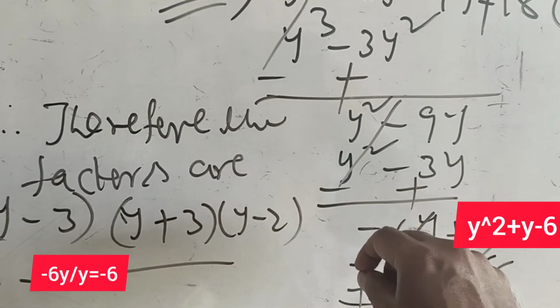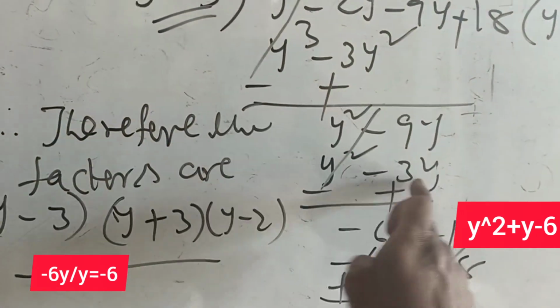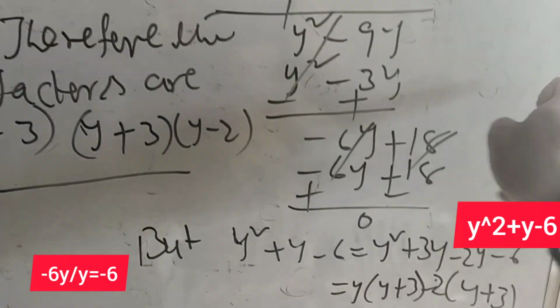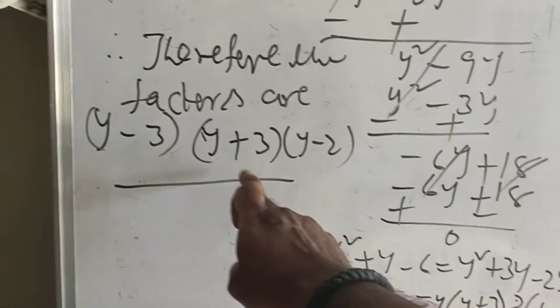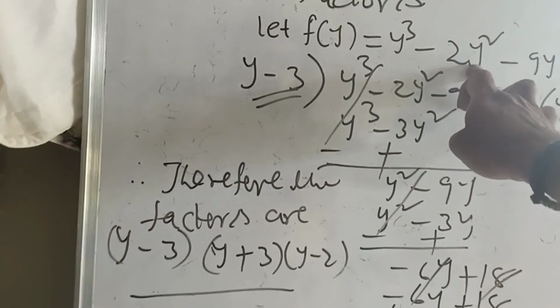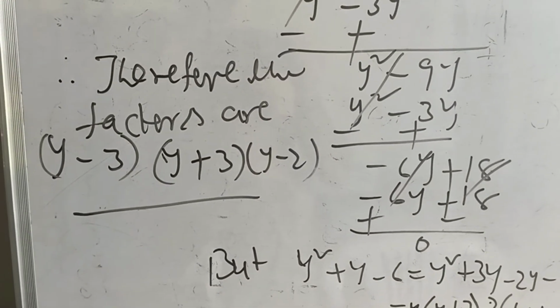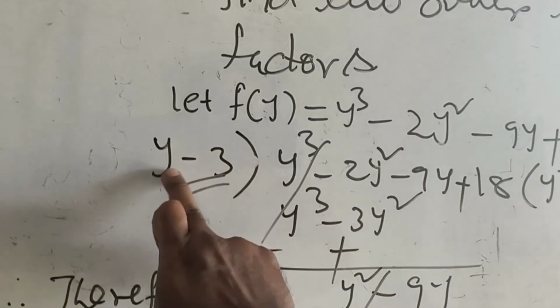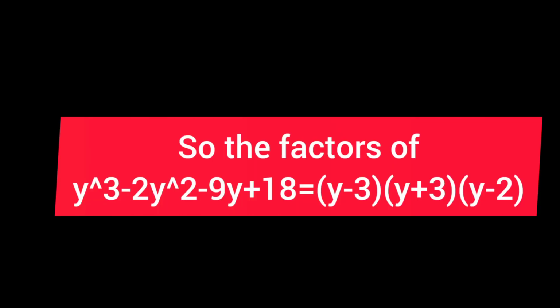Y square by y, y into y minus 3, y square minus 3y. On subtraction, we will get again minus 6y, bring down plus 18 by this side, therefore minus 6y by y is minus 6. Therefore, we will get the remainder 0. So the factors are y minus 3 into y plus 3 into y minus 2. You are getting the quotient here y square plus y minus 6. On factorization, we will get y plus 3 into y minus 2. In addition to y minus 3, there are two more factors for this polynomial, y plus 3 into y minus 2.